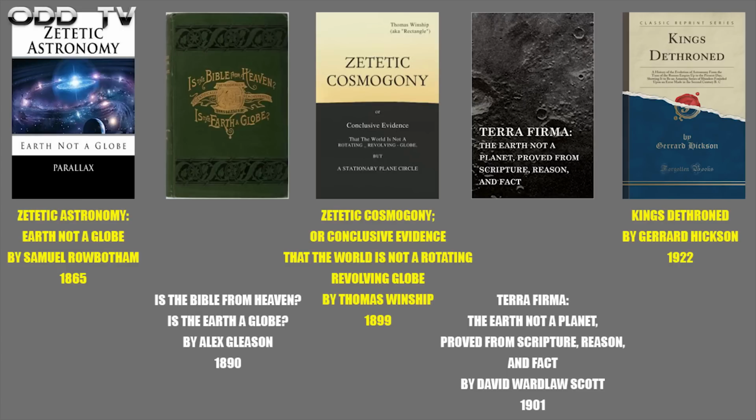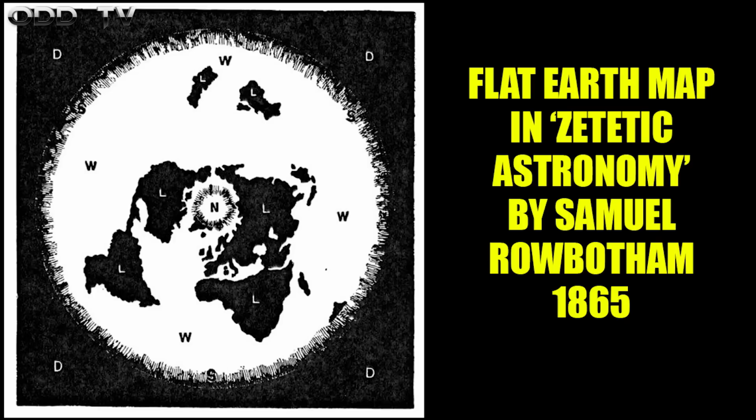We have Zodiac Astronomy from 1865, Is the Bible from Heaven? Is the Earth a Globe? From 1890, and that one was written by the guy who made the now famous Gleason's map, which is a flat Earth map. We have Zodiac Cosmogony from 1899, Terra Firma, Earth Not a Planet from 1901, and so on. If you go to the website archive.org, you can find all of these and many more to download for free. Here's a flat Earth map in Samuel Rowbotham's book Zodiac Astronomy.